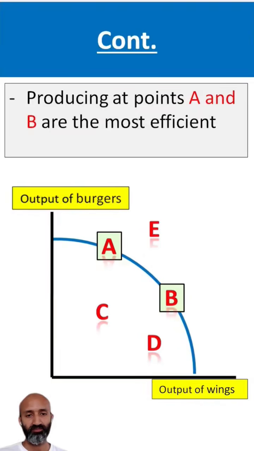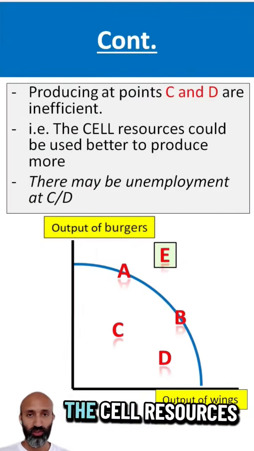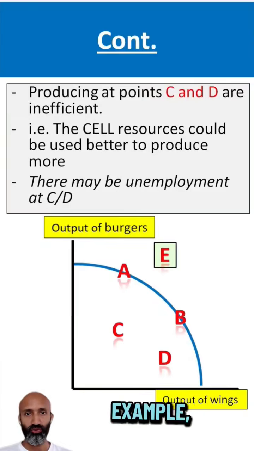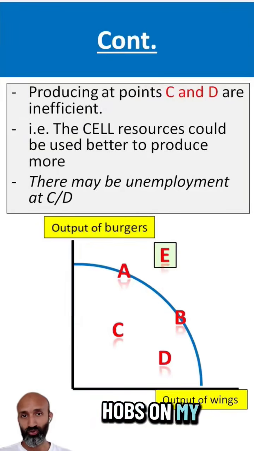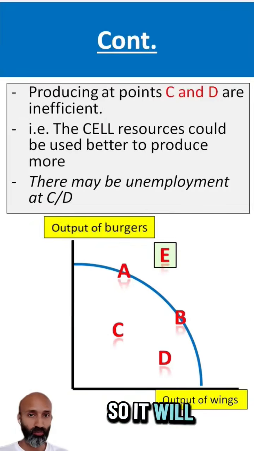Let's see. Okay, so producing at points C and D is me being inefficient. The CELL resources aren't being used as good as they can. Let's say, for example, 3 of the hobs on my Bosch cooker stop working. Now I can't use them simultaneously to make my burgers and wings. So it will slow me down.